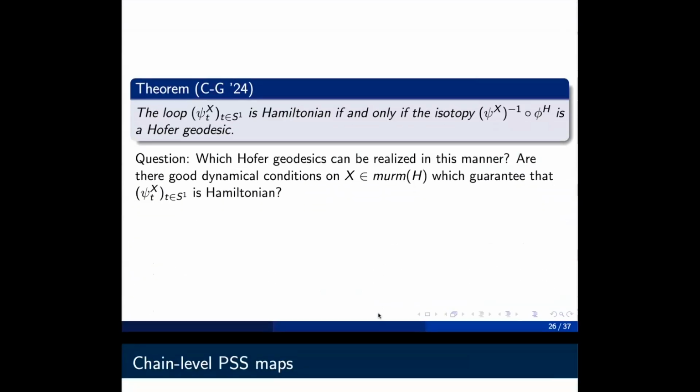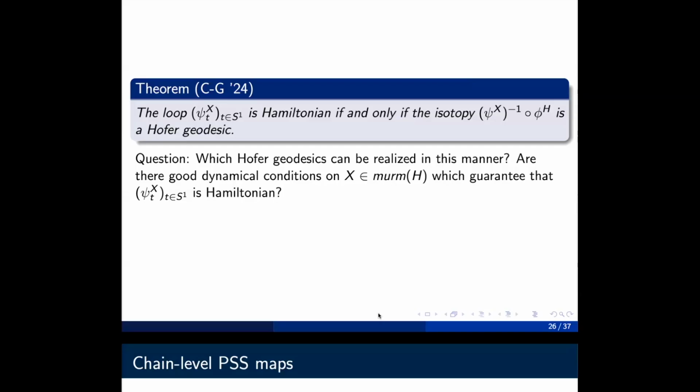Okay. And so I think an interesting question that I haven't thought deeply about is to ask what Hofer geodesics can be realized in this manner, right? So if I give you a Hofer geodesic, can you find conditions on a merm braid such that this actually arises as the resulting isotopy? I guess one other thing I should say, going back, is that of course one knows that there are, for instance on the sphere, Hamiltonian diffeomorphisms that are not reached by any Hofer geodesic, right? So that gives you an in-principle obstruction to making this loop Hamiltonian.